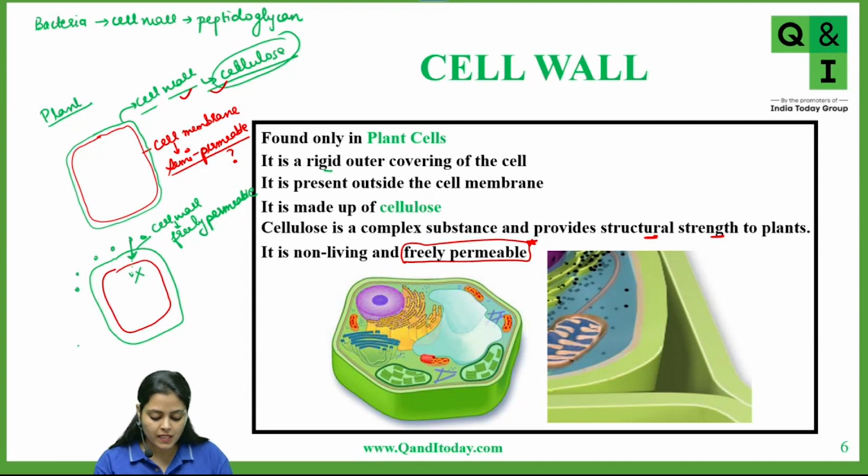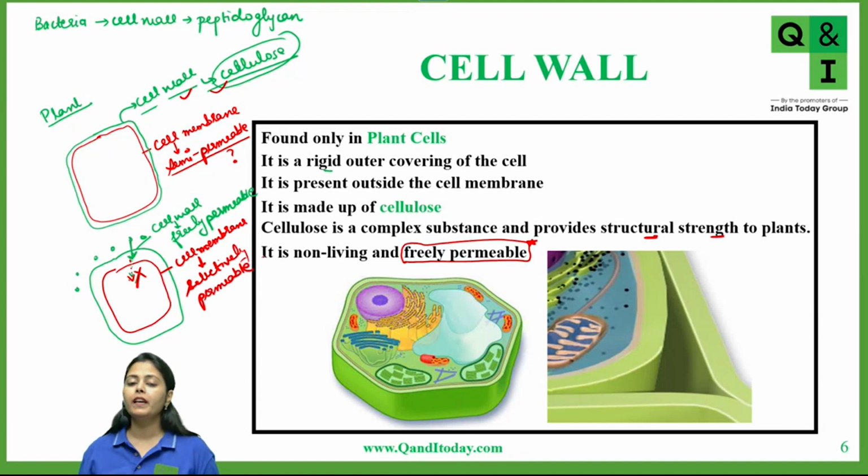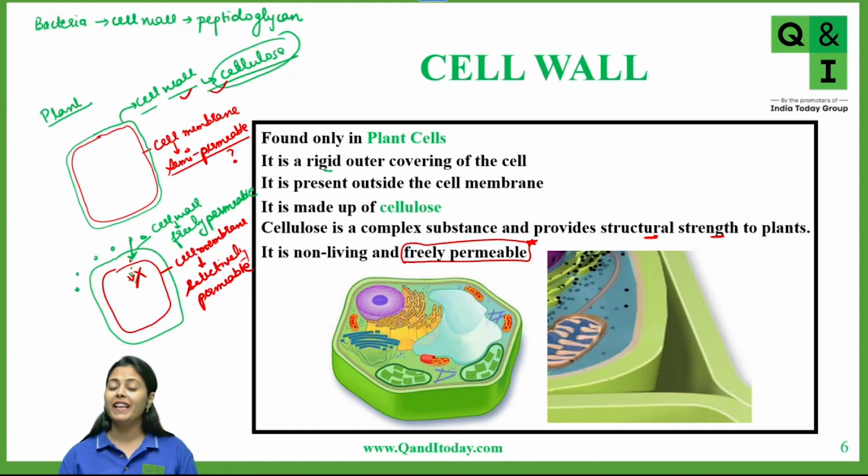But now see, this is your cell wall, then the cell membrane, and this cell membrane is selectively permeable. That means it will not allow the entry of all molecules. Okay, it is selectively permeable. Clear, everyone? So from here we have understood that the cell wall is freely permeable, whereas the plasma membrane is selectively permeable.